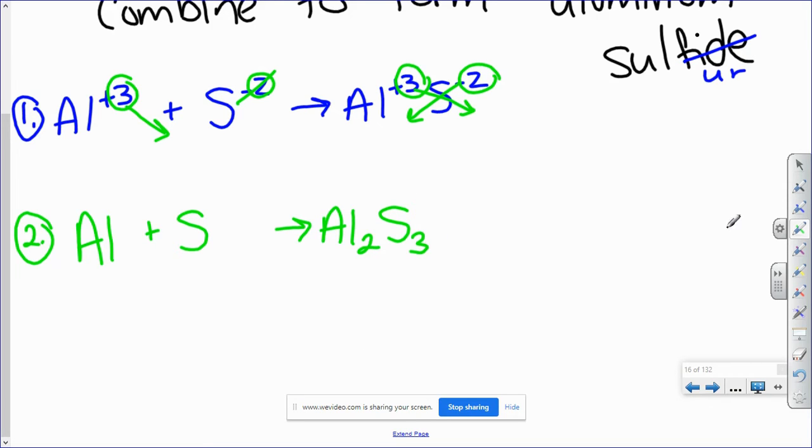Now we'll check for diatomics. Okay. Al and S, Brinkelhoff. Neither of them are involved with that. So we're done. So this would be my equation. Al plus S yields Al2S3. From there, later, we'll learn how to balance.